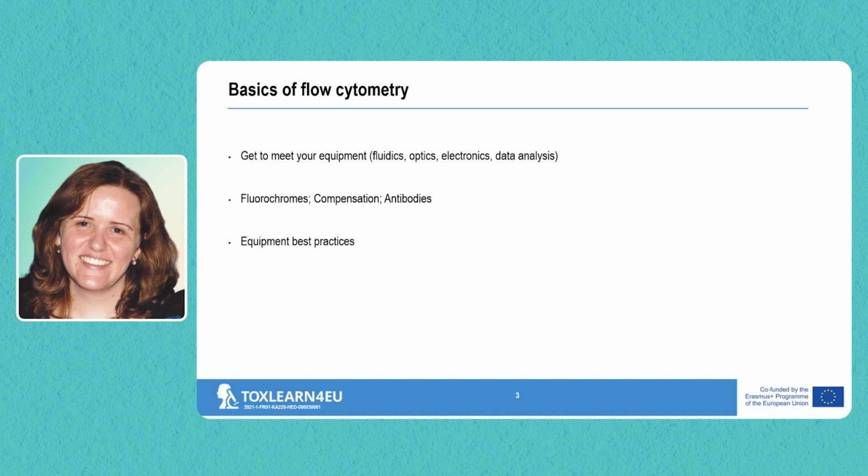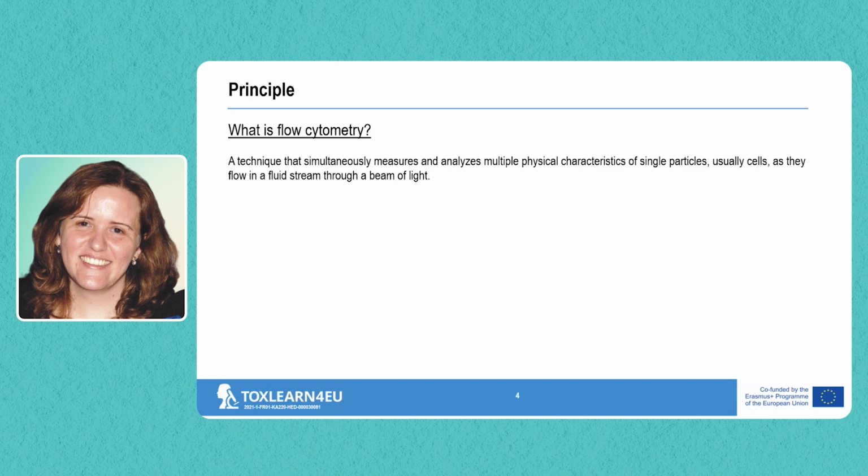There are three main components of the equipment: fluidics, optics, and electronics. And then I will also talk a little bit about data analysis. In order for you to understand this, I will also have to address fluorochromes, compensation, and antibodies. And then just a slide on the equipment best practices. So what is flow cytometry?